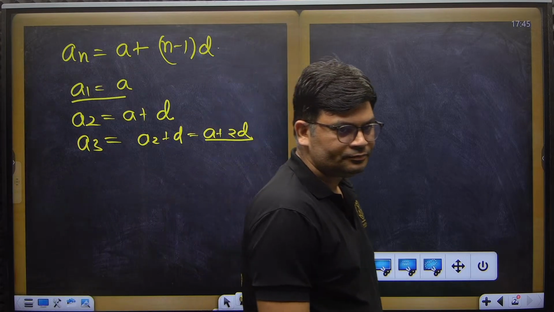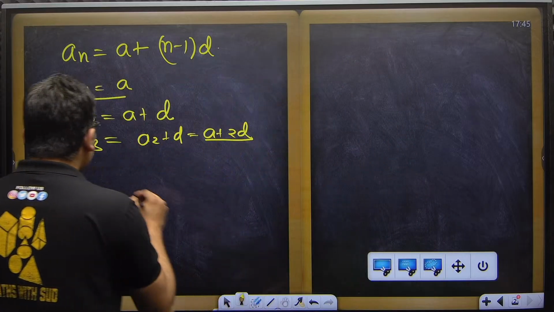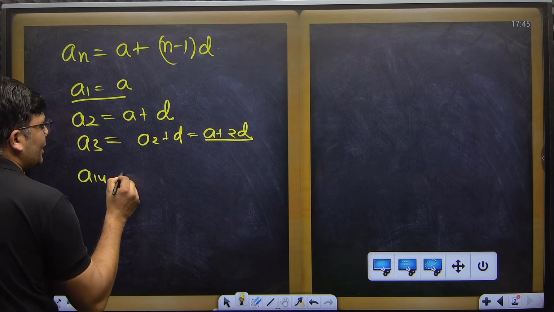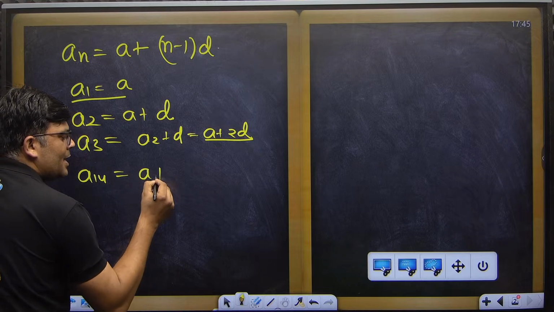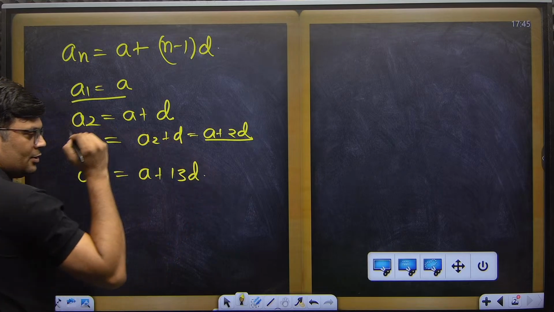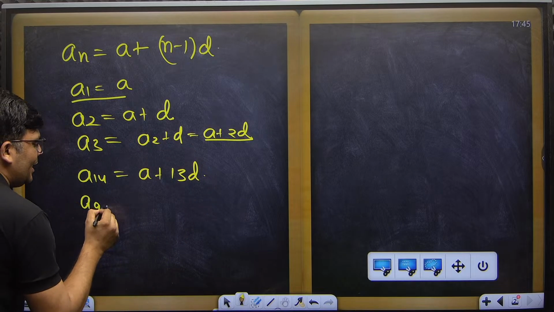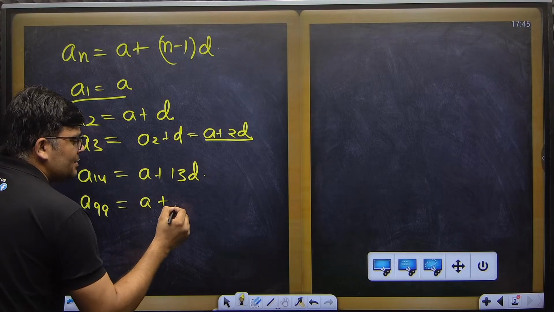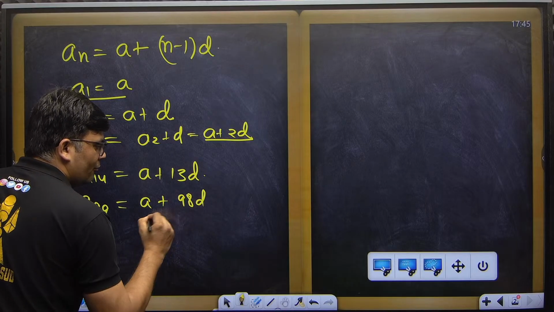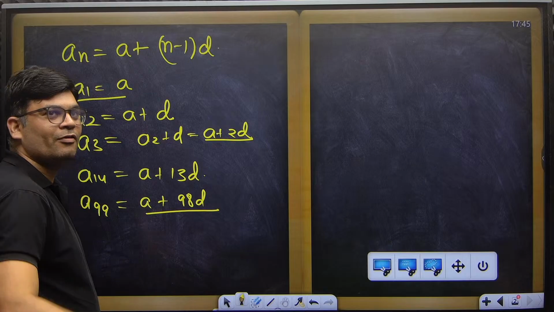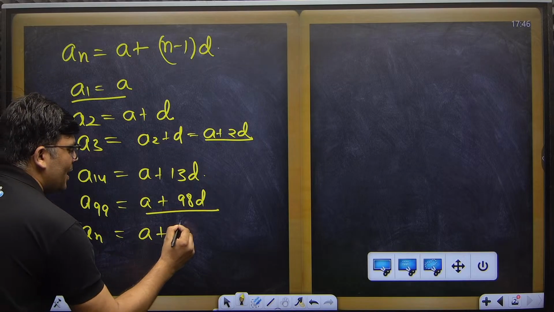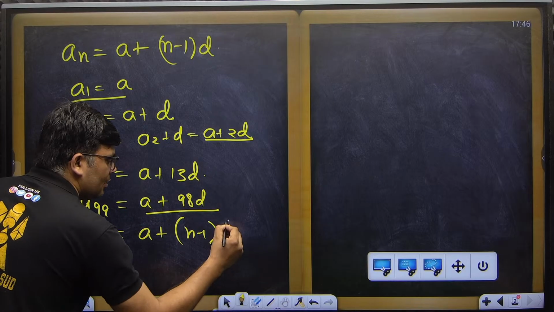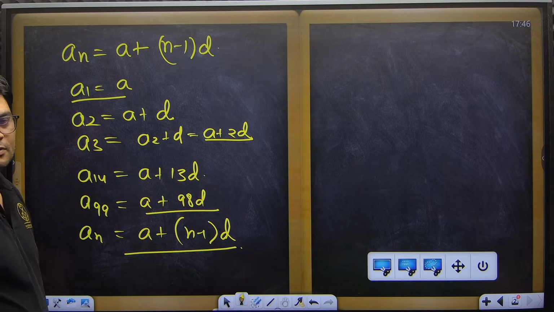Is that clear? Can you immediately tell me how I can write A14? It will be A plus 13D. What will be A99? It will be A plus 98D. Very good. What will be AN then? It will be A plus (N minus 1)D. Understood?